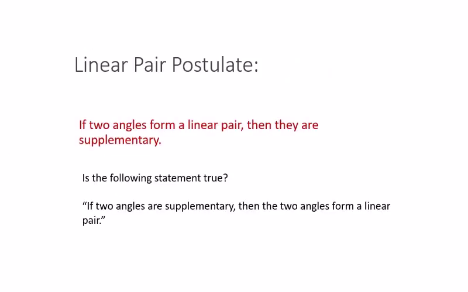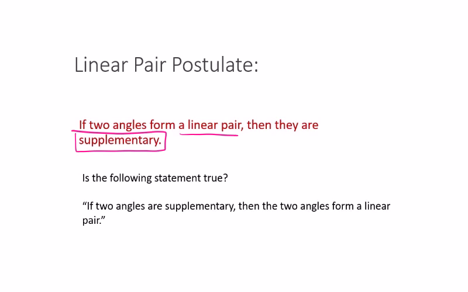All right, so our linear pair postulate: if two angles form a linear pair, then they are supplementary. We know that, right? If they form a linear pair, that means they make a straight line. A straight line is 180 degrees, so the pair of angles has to add up to 180, which makes them supplementary. But is the converse true? If two angles are supplementary, then do they form a linear pair?